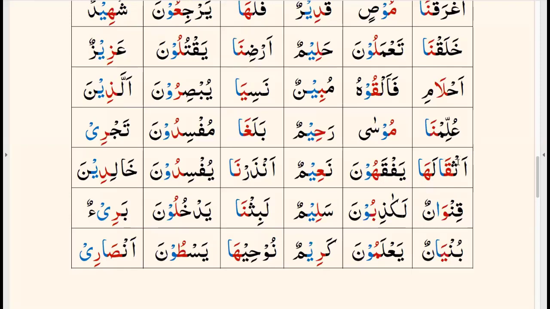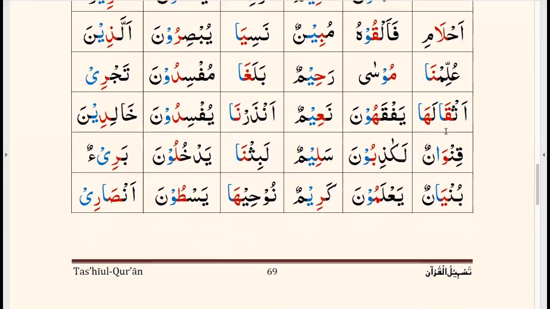So do you want to have a go at reading this whole bit? Asqalaha. Very nice try. So with the qaf, remember it's a thick letter and we will round our mouth and pronounce it qa. That's it. Very nice.